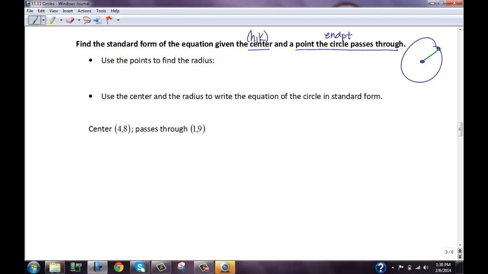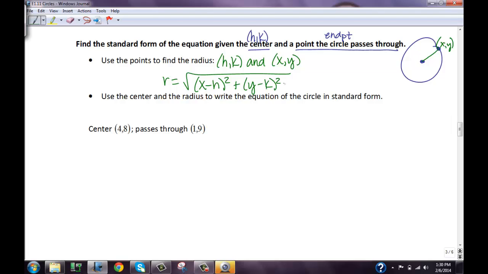So it says use the points to find the radius. So I'm going to use (h, k) and that point (x, y), so that's whatever point's on the edge of our circle, and I'm going to plug it into r is equal to the square root of (x minus h) squared plus (y minus k) squared. And that will give me my radius. And then once I know my radius, and I already have my center because it was given to me, then I just plug it into the standard form of the equation, which is (x minus h) squared plus (y minus k) squared equals r squared.